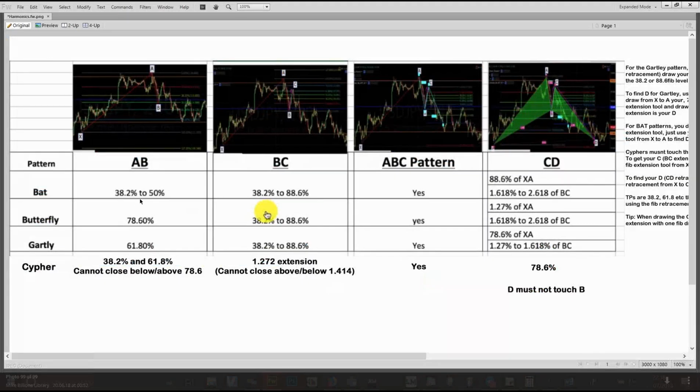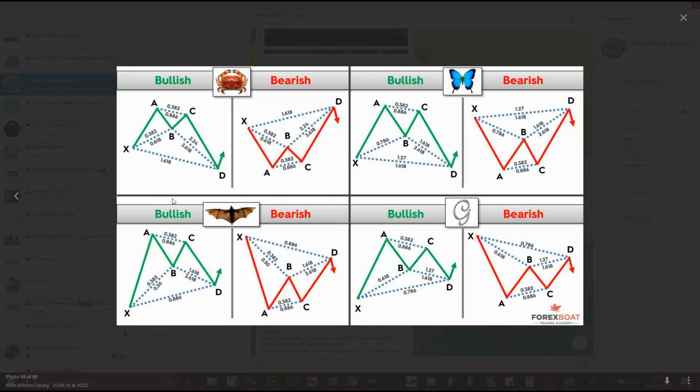Oh, is that the one I'm looking for? Hold on. Oh, that's a crab. Where's my part? Oh, this one. This is it. Sorry. You see? The pullback should be 38.2, sorry, or 50. So if you want to look at this, that's how you interpret this.